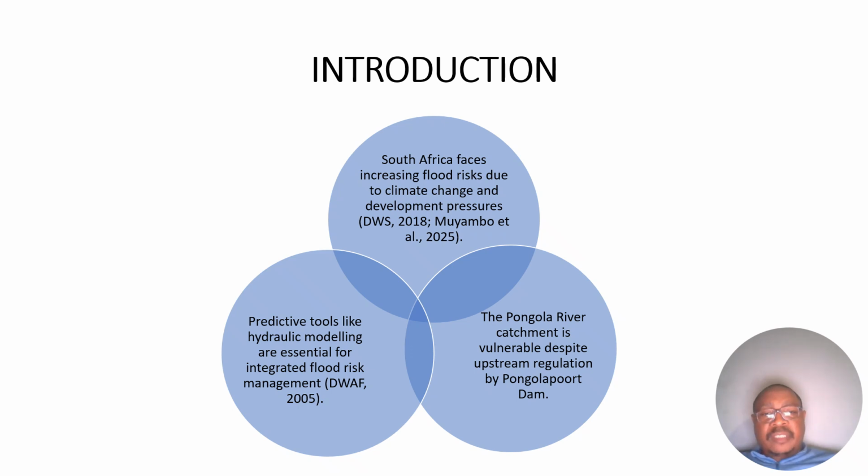On the introduction, South Africa is faced with an increasing flood risk due to climate change and development pressure. The Pongola River catchment is vulnerable despite the upstream regulation by the Pongolapoort Dam, and predictive tools like hydraulic modeling are essential for integrated flood risk management.